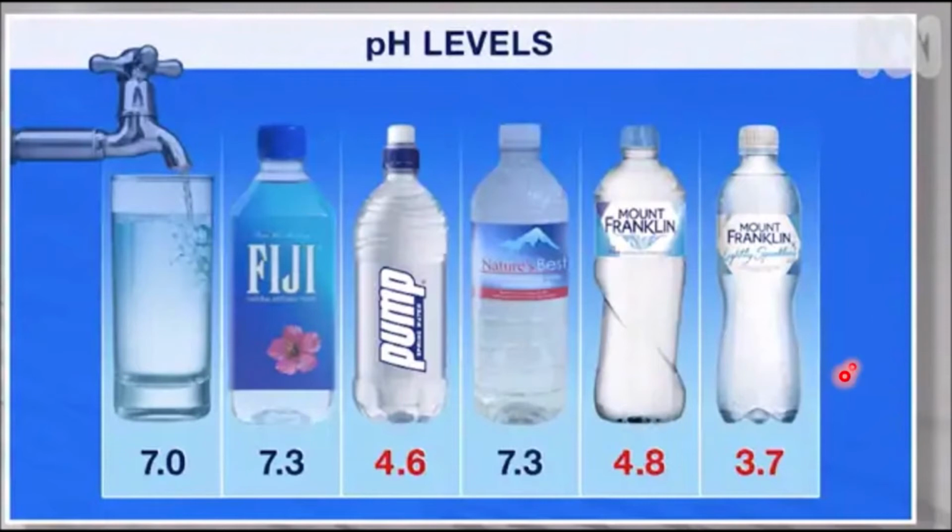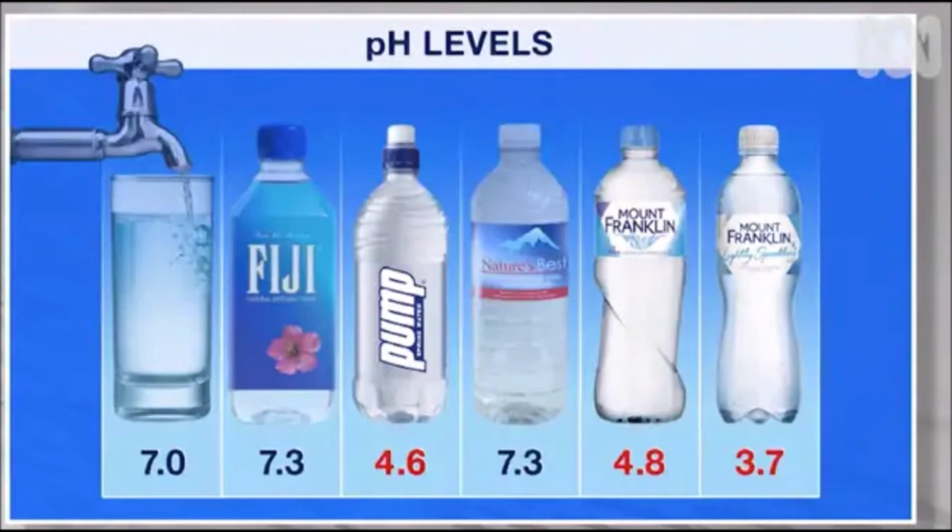Here is another image taken from the ABC's program War on Waste. You can actually see that the pH of tap water is 7, so that's neutral. Fiji water is 7.5. Pump, Mount Franklin, and Mount Franklin Sparkling, you can see their pHs are a lot lower.